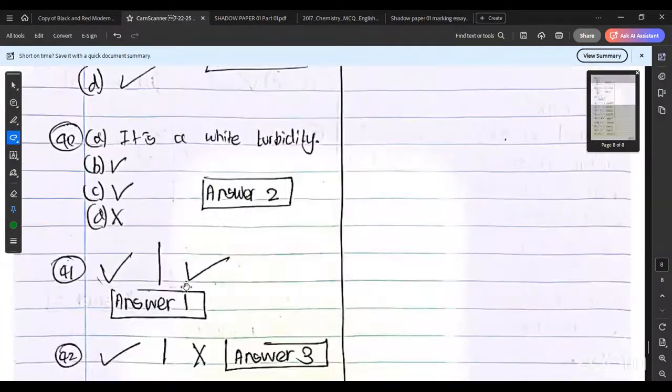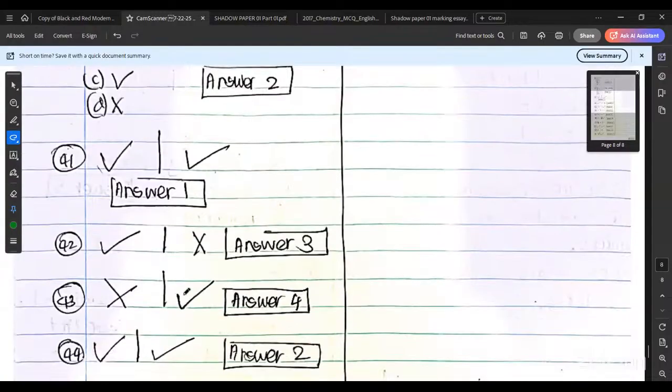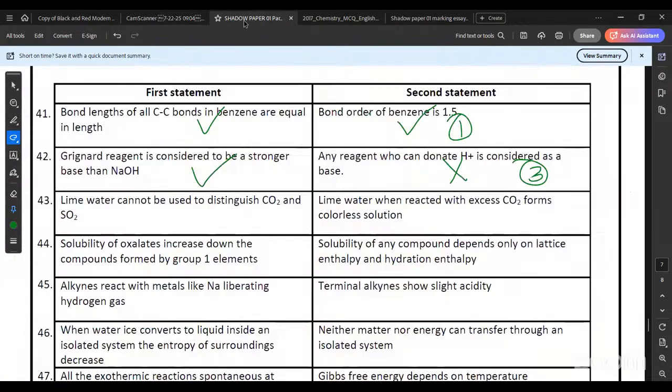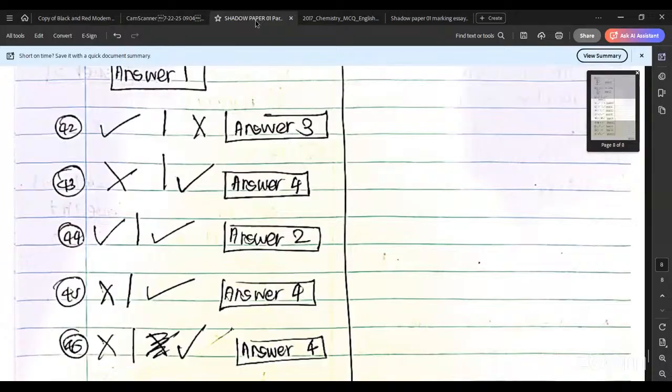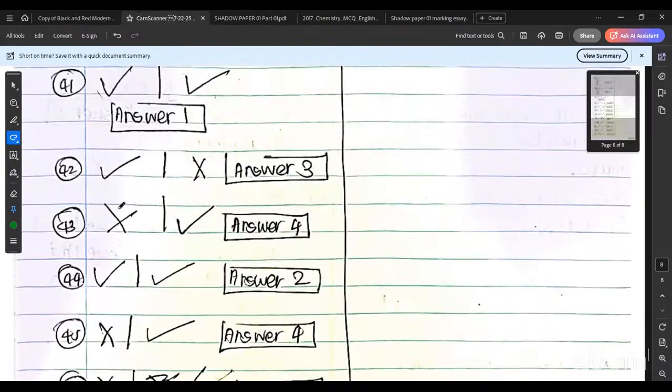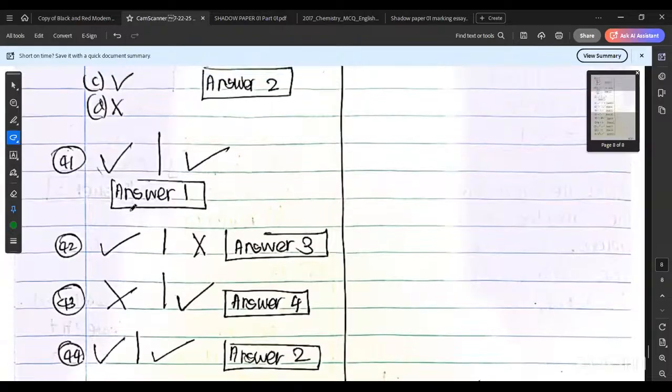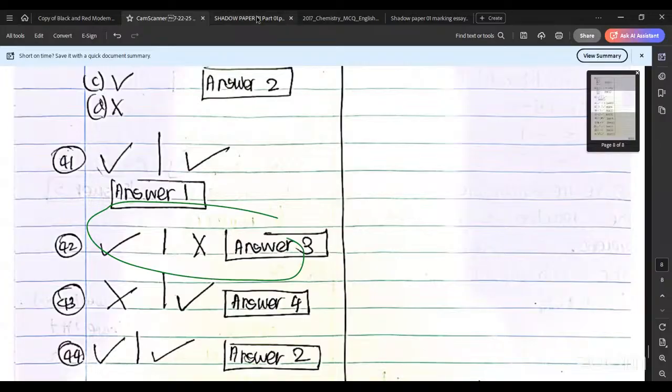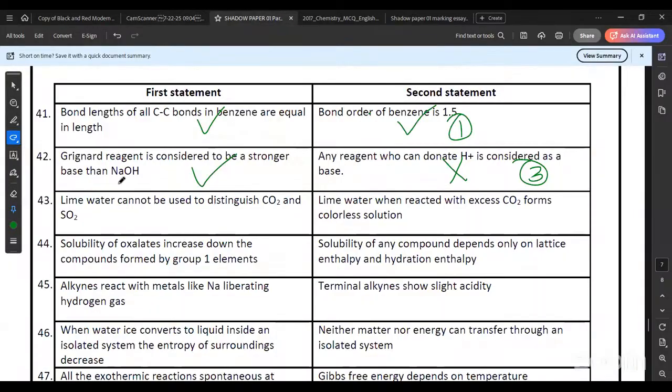Wait. 41, 42. එතන පොඩි වැරද්දක් තියෙනවානේ. 42 නෑ, correct. හරි. Third one නේ. හරි. Okay. Correct. 43rd one.